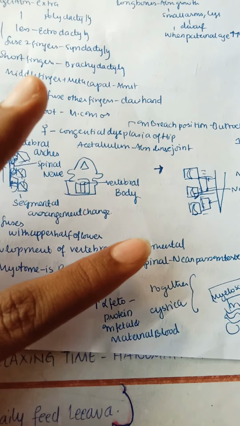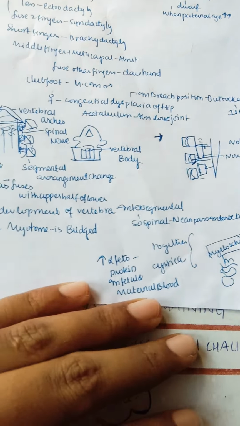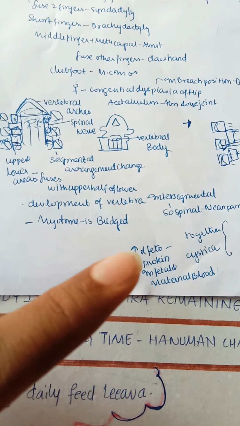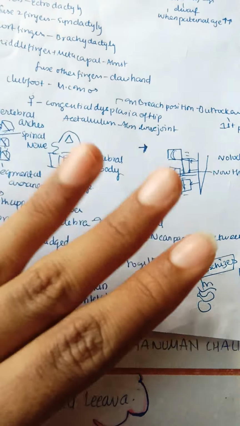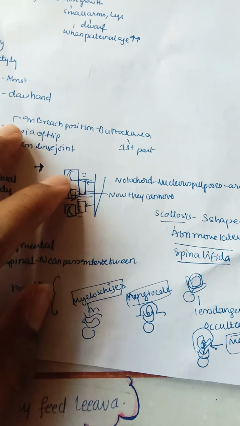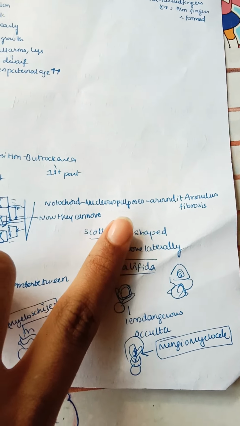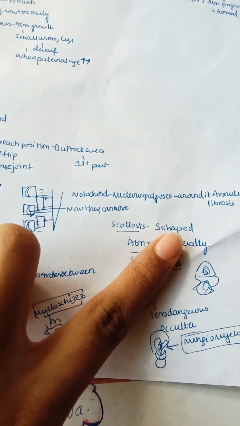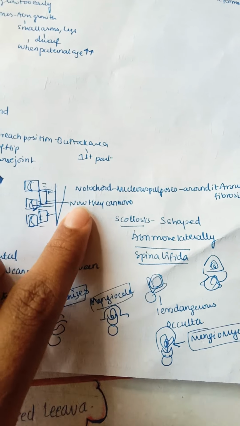Development of the vertebra is intersegmental, so the spinal nerve can easily pass in between, and the myotome is mainly bridged. And this is a vertebral body. Next, you can see the notochord persists in adults as the nucleus pulposus, and around it we have the annulus fibrosus, and now the myotomes can easily move.